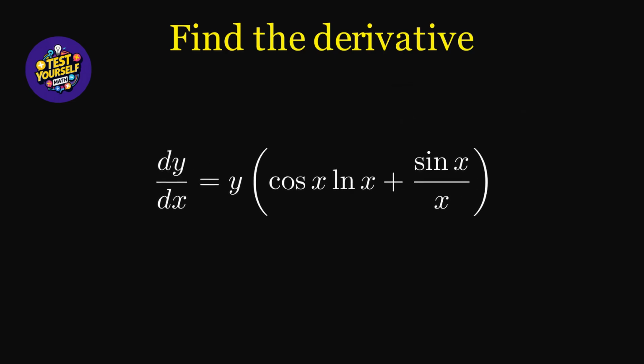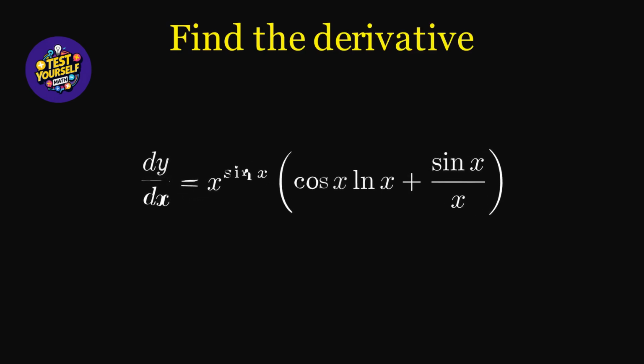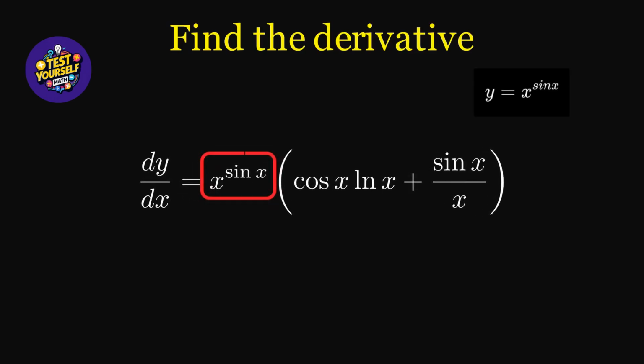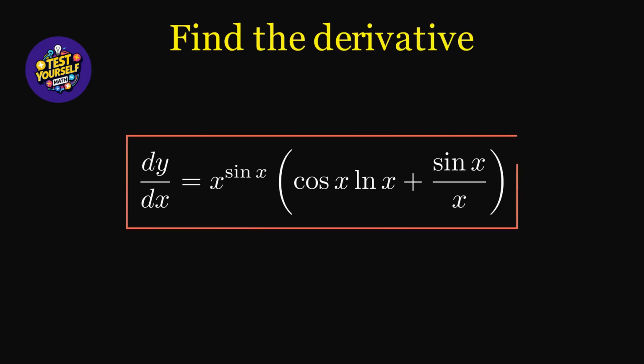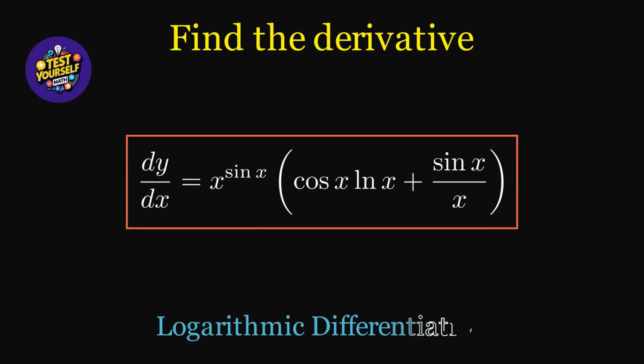Next, multiply both sides by y and substitute y back as x to the power sine x. So the final derivative is x to the power sine x multiplied by cosine x log x plus sine x over x. And that's the derivative using logarithmic differentiation.